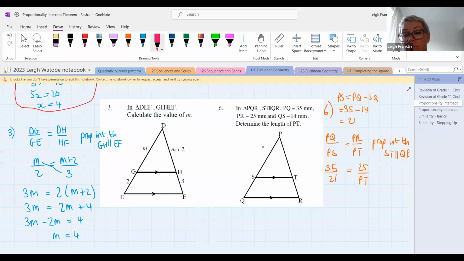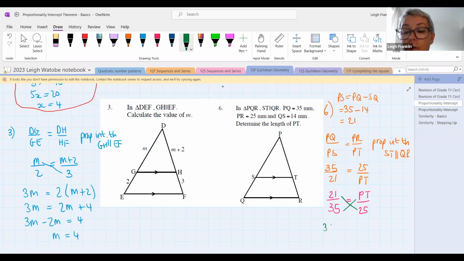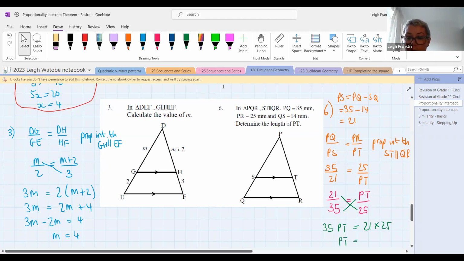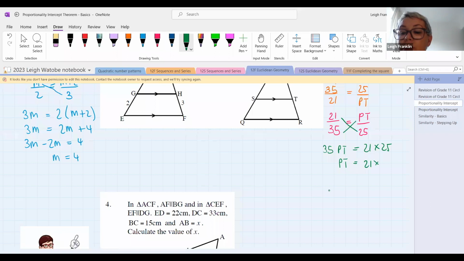Then I inversed it. Okay, so 21 over 35 equals PT over 25. Beautiful. Okay, very nice. And then from here, you? Cross multiply. Fantastic. PT equals 21 times 25 over 35. PT equals? 15. Fantastic. So 21 times 25 over 35, and that means that PT equals 15.